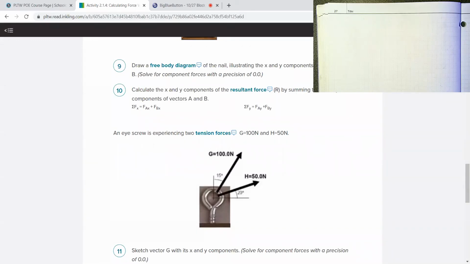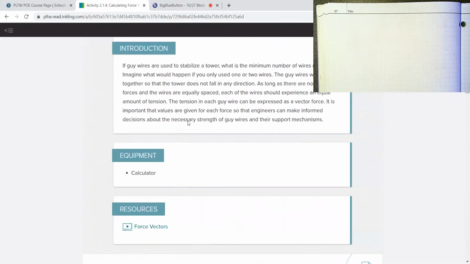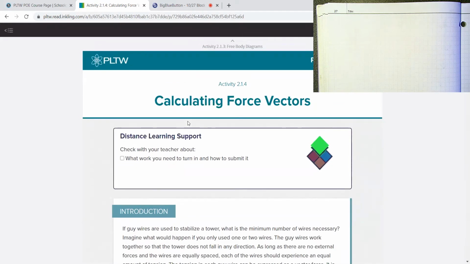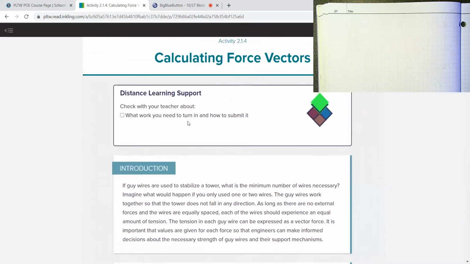All right, my name is Mr. Bing. It is October 27, 2020 at 1:38 p.m. This is fourth block, and we are in Principles of Engineering. My friend Cody has asked me if I would go over one of these problems. This is assignment 214, calculating force vectors.